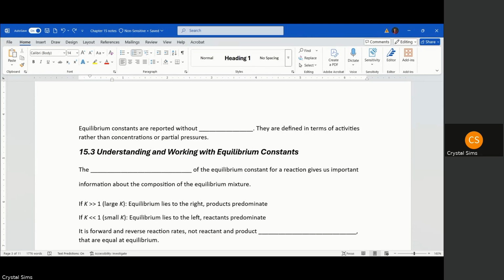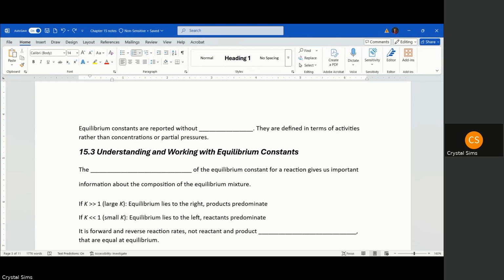In our last video, we started discussing chemical equilibrium. We are going to continue with that in this video and look at how we can work with our equilibrium constants. So the equilibrium constant, K, and we can use K sub C if we're talking about concentration, or K sub P if we're referring to pressure.